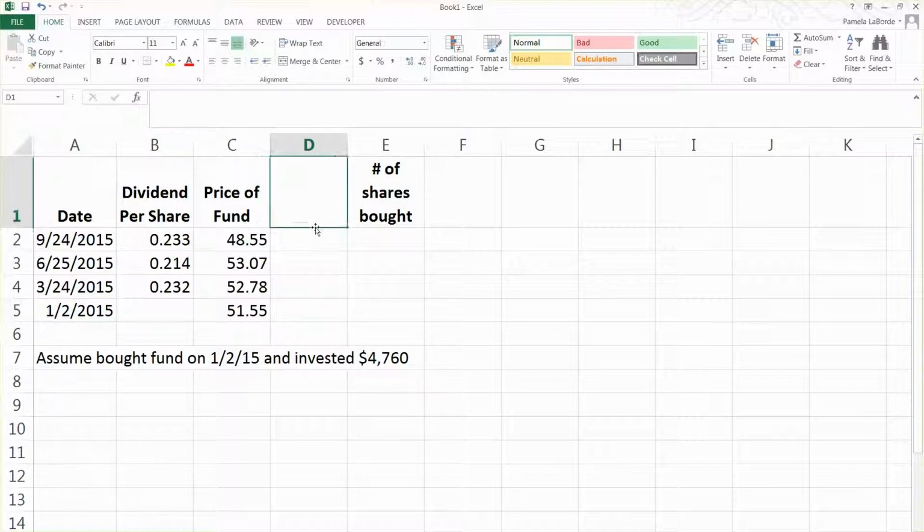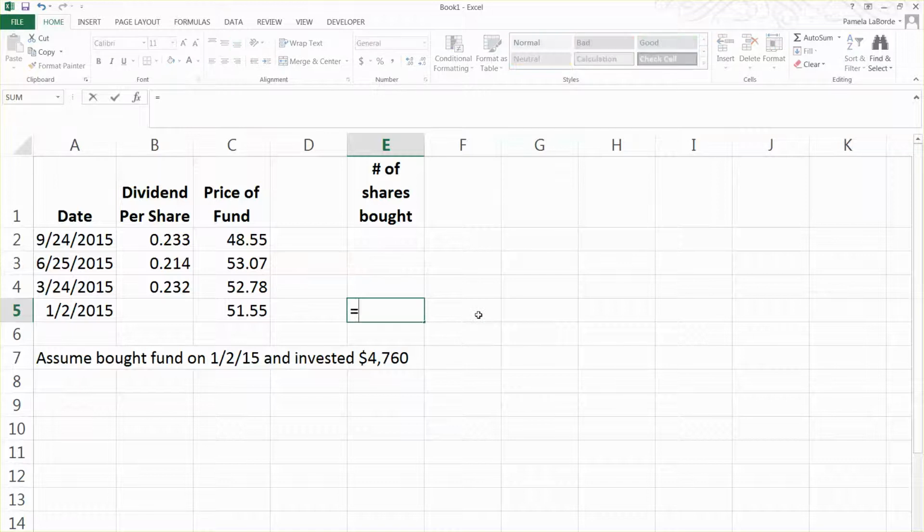The first thing I need to figure out is how many shares were purchased. I'm just going to create links here in my spreadsheet so the spreadsheet will do the math for me fairly quickly. I invested $4,760 in that fund, and on the very day that the shares were purchased, we're assuming the fund was selling for $51.55 a share.